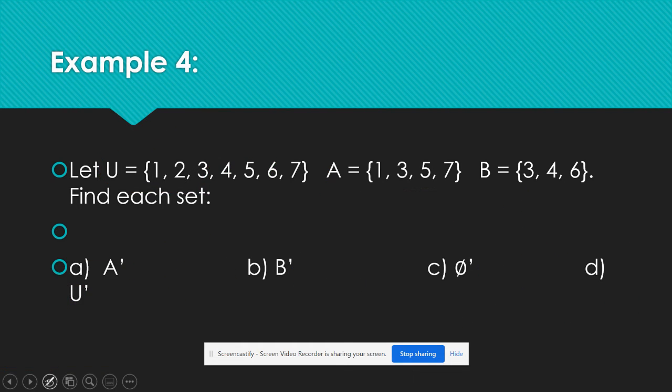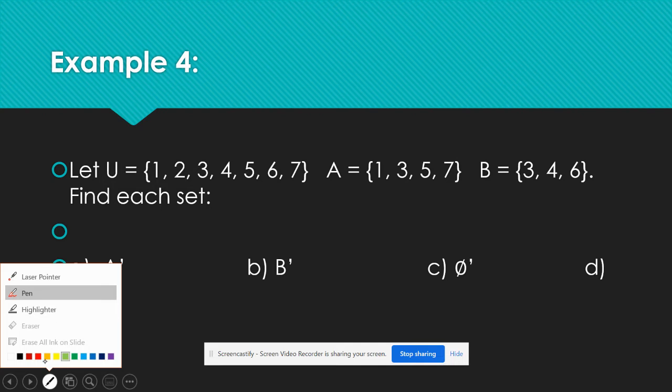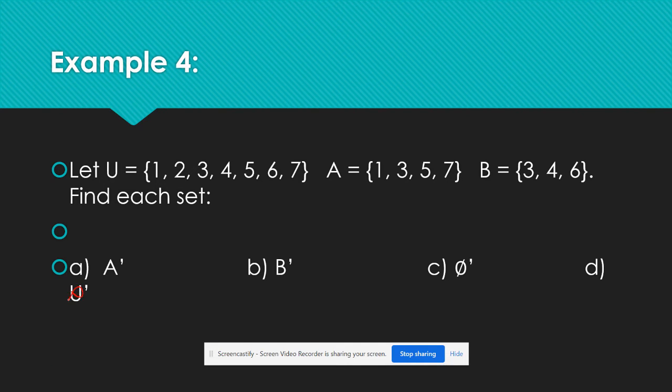Last but not least, we have U prime, or the complement of the universal set. If the universal set is everything, then the complement to that would be the empty set, nothing, because we already put everything in our set. So there's nothing left to put that didn't get included.